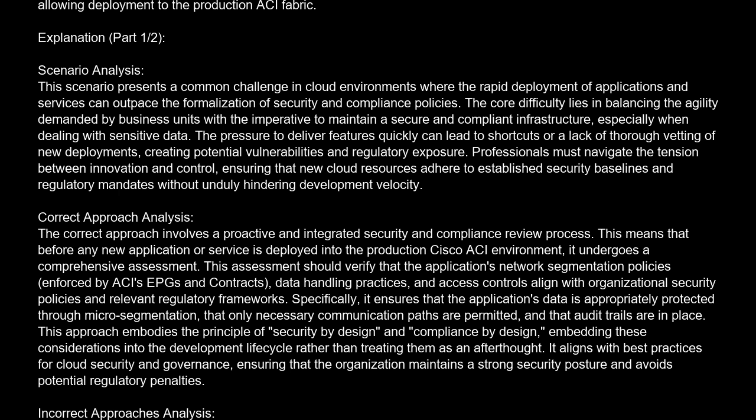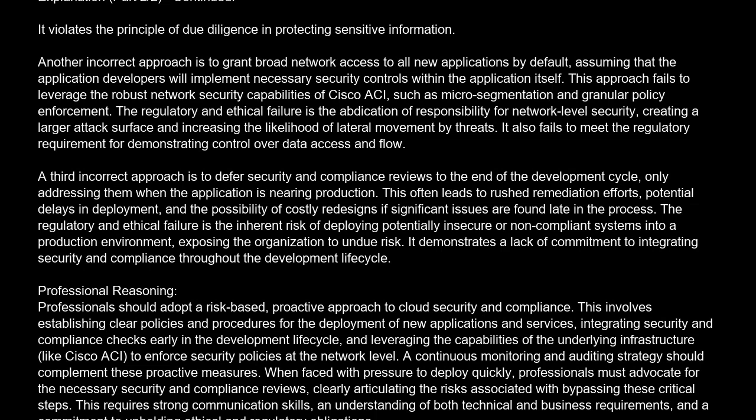One incorrect approach is to rely solely on post-deployment audits to identify compliance gaps. This is a reactive strategy that assumes security and compliance can be retroactively applied. The regulatory and ethical failure here is the significant risk of data breaches or noncompliance occurring before detection, potentially leading to severe financial penalties, reputational damage, and loss of customer trust. It violates the principle of due diligence in protecting sensitive information.